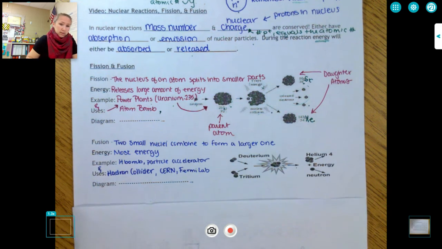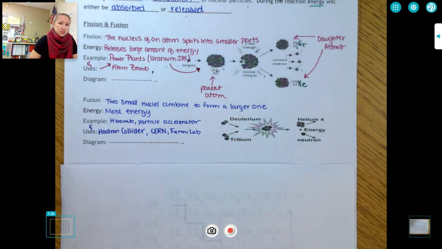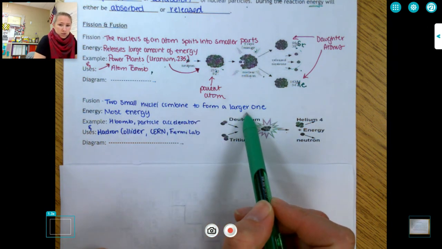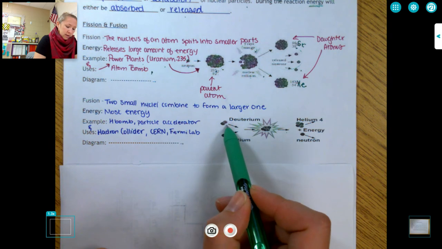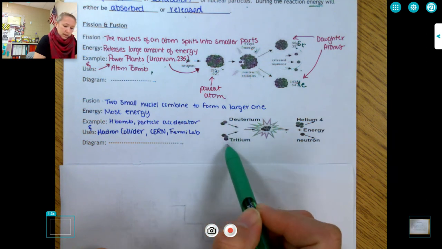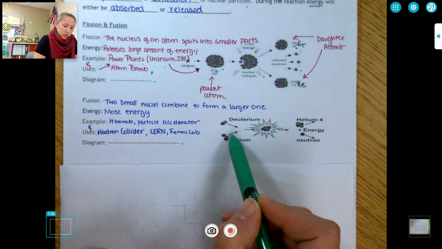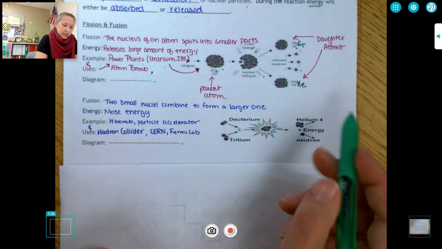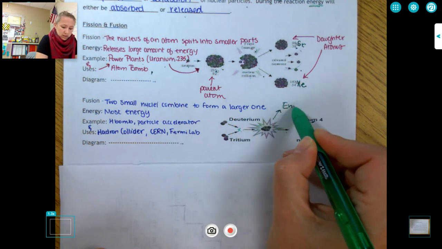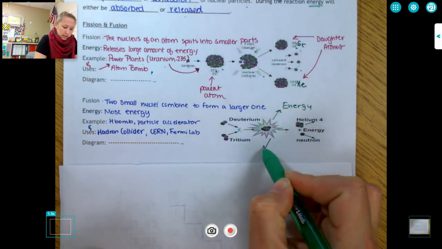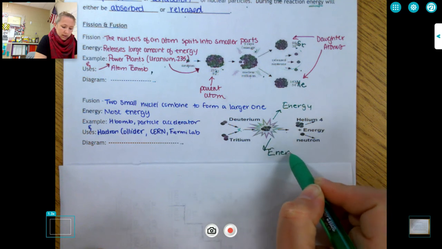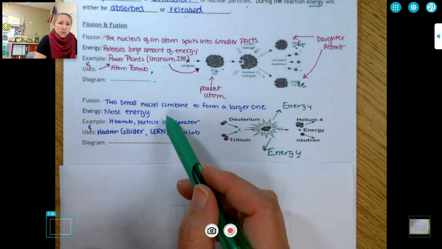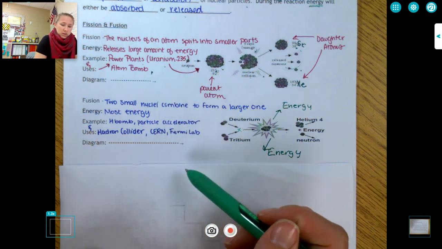Then we have fusion. Fusion is the opposite of fission. Fusion is two small nuclei coming together to form one larger nuclei. And we can see that here we have this little guy is called deuterium, and this little one is called tritium. They are going to get smashed together, so they're going to kind of hit at the same point here. When they hit together, they also release energy. So they release lots and lots of energy. In fact, it's more energy than fission. Okay, more energy is given off in fusion than fission.